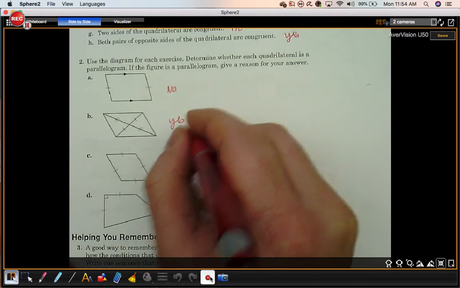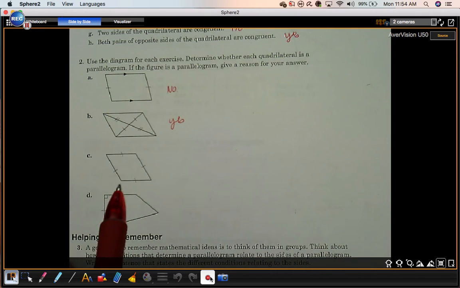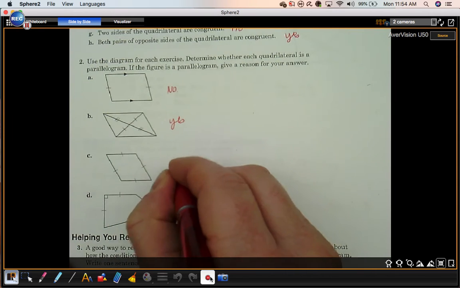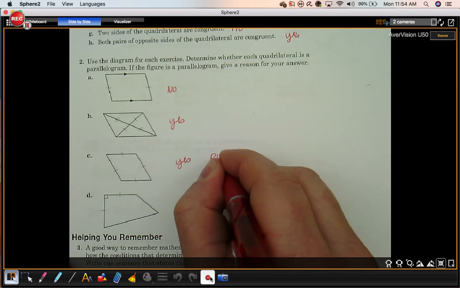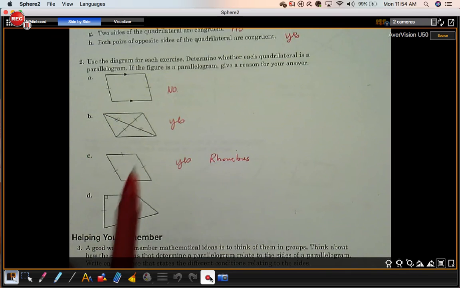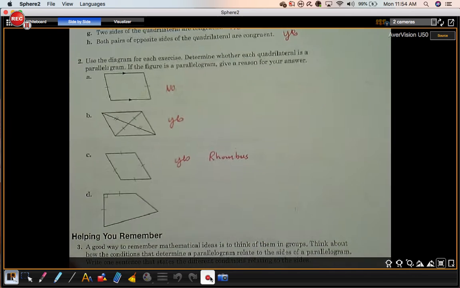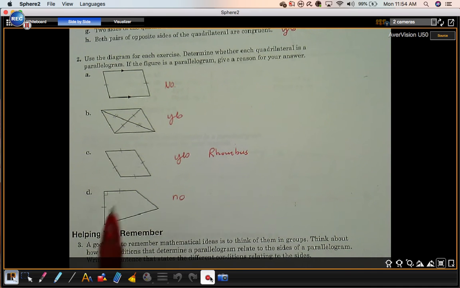B is yes. These are the diagonals bisecting each other. You can just write that. Part C is yes. Opposite sides are congruent. This is actually a rhombus because it's a parallelogram with all of the sides congruent. D is no. You have congruent sides here. You need opposite sides congruent, both pairs, and that's not what we have.